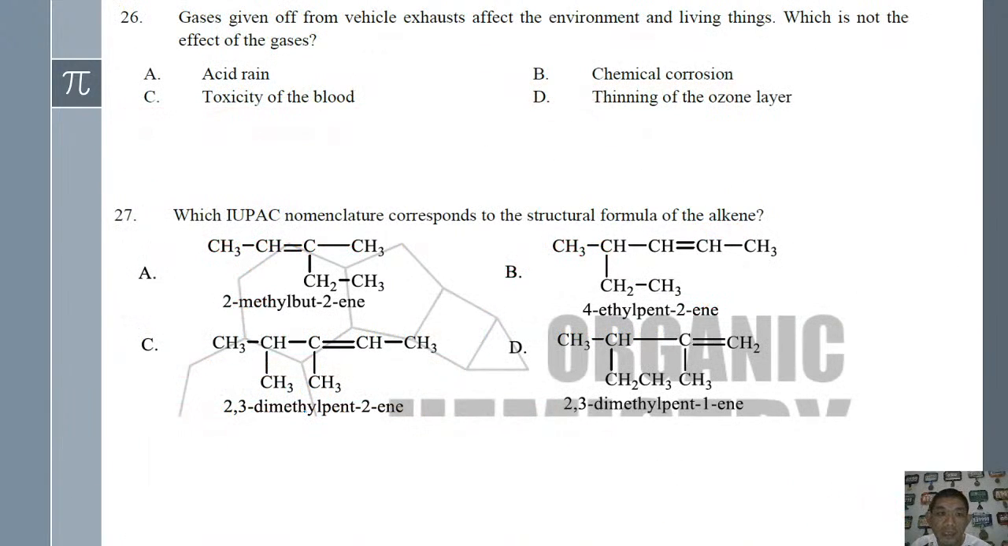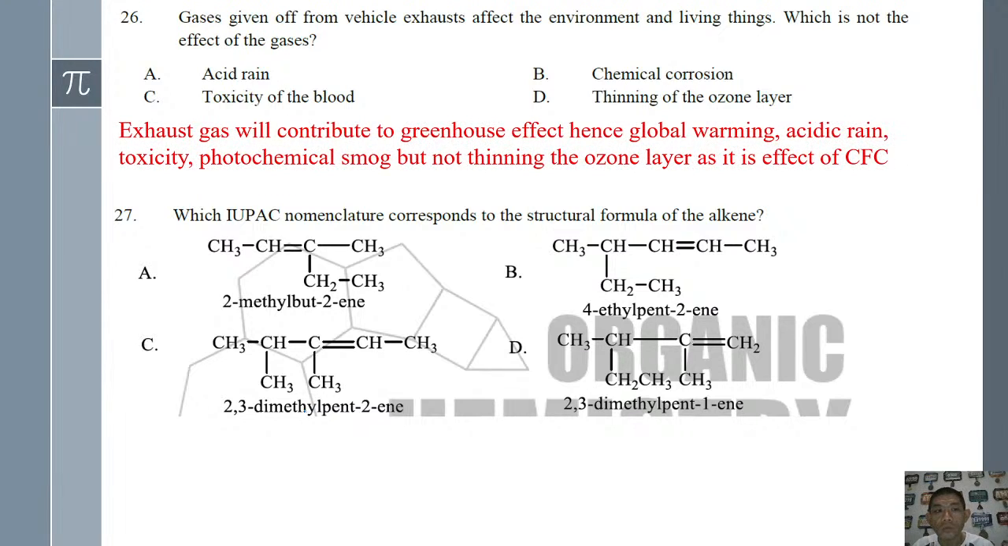Then we go to number 26. Gas given off from vehicle exhaust affects the environment and living things. Which of the following is not an effect of the gases? So in here, which one cannot? Greenhouse effect is usually contributed by gases. What could be contributed by the exhaust gas? You contribute CO, you contribute CO2, you contribute NO, you contribute NOx, and then you also contribute this one.